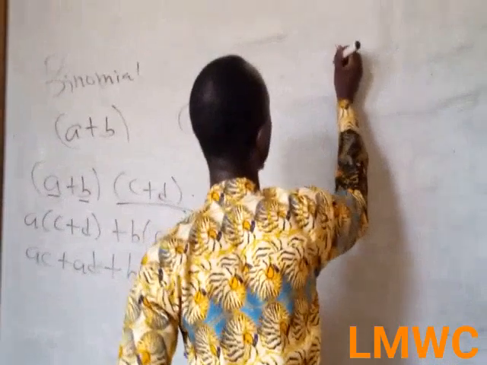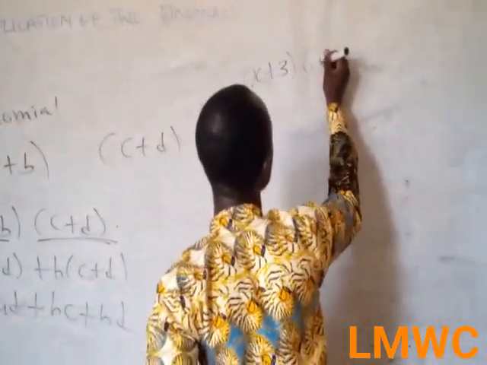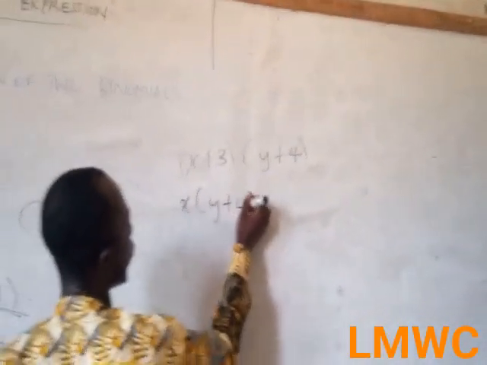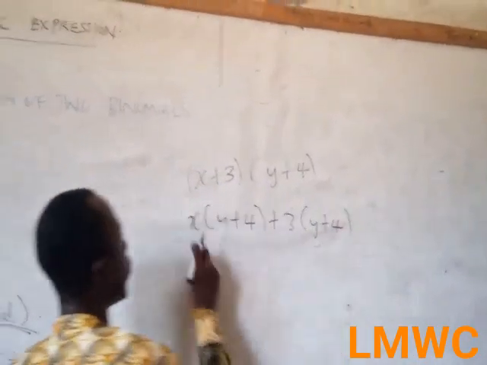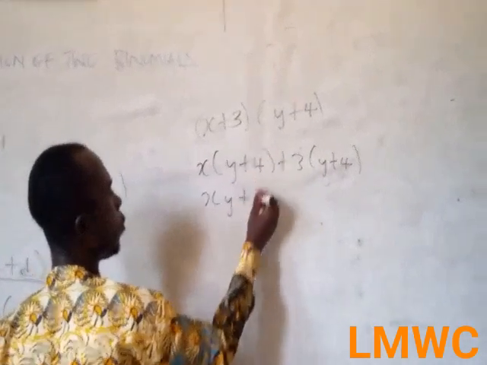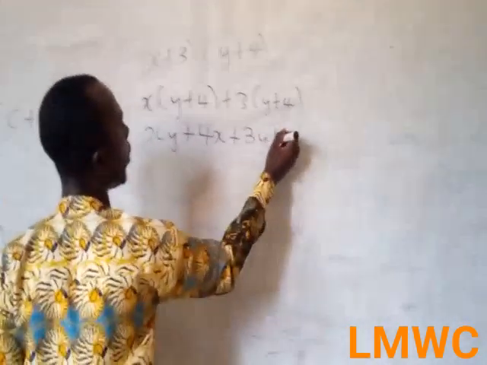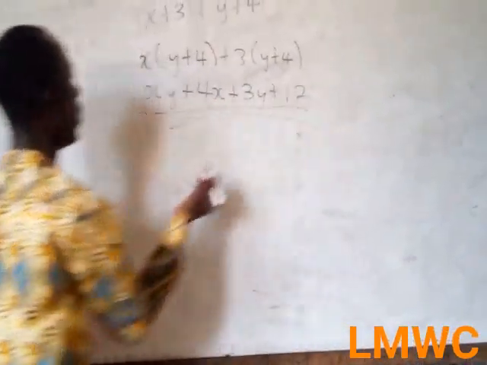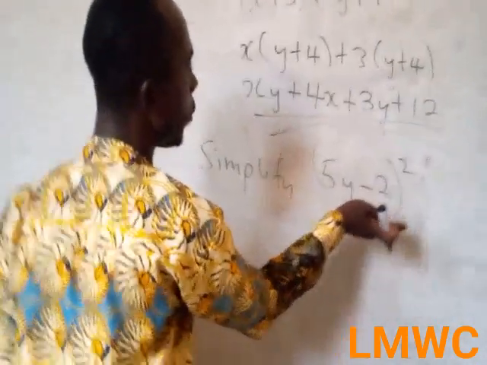So if I give you (x + 3)(y + 4), it becomes x(y + 4) + 3(y + 4). So x times y is xy, plus x times 4 is 4x, plus 3 times y is 3y, plus 12. So this is our answer. If they give you something like this, it's not difficult.